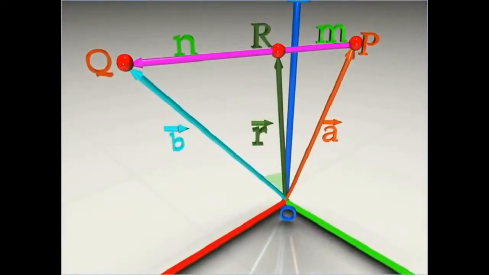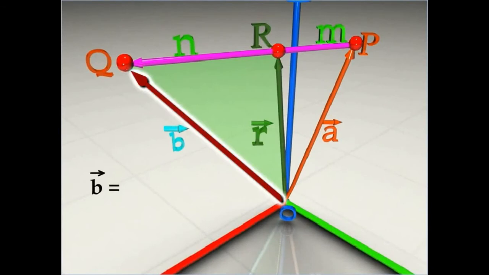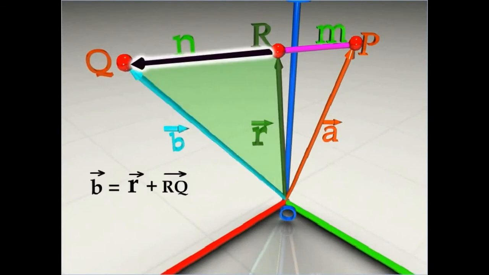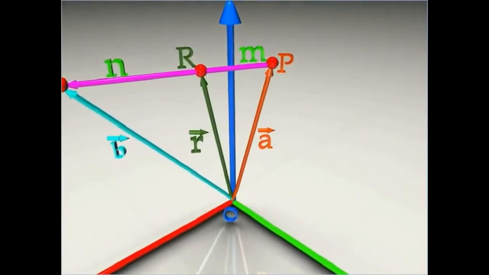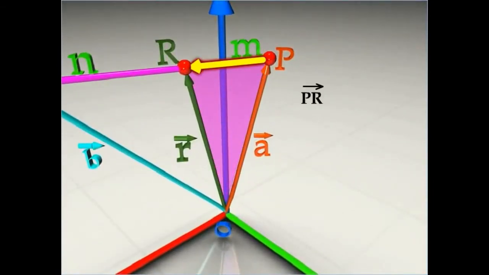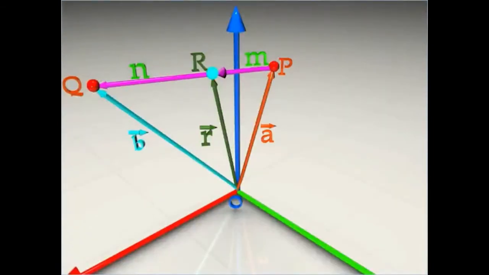Now, look at triangle ORQ. Applying triangle law of vector addition, we get vector B as the sum of the vectors R and RQ, which implies that vector RQ is equal to vector B minus vector R. Similarly, in triangle OPR, we get vector PR is equal to vector R minus vector A. Since point R divides vector PQ internally in the ratio m:n, n into vector RQ is equal to m into vector PR.